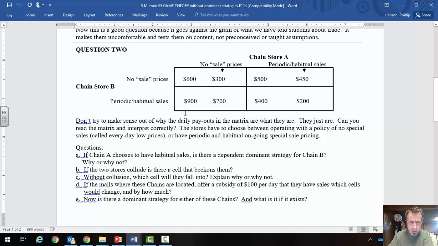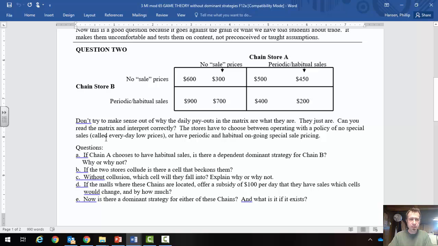It says, don't try to make sense of why the daily payouts in this matrix are what they are. Usually don't always try to figure out the why, but just that they are. Then can you read the matrix and interpret it correctly? That's what we want to focus on. So the stores have to choose between operating with a policy of no special sales, called everyday low prices, or have a periodic and habitual ongoing special sale pricing. That'll be this guy right here.